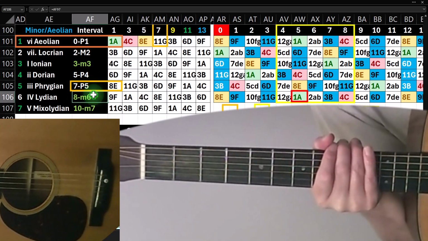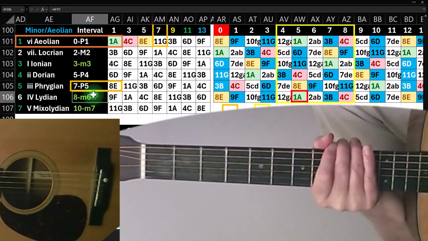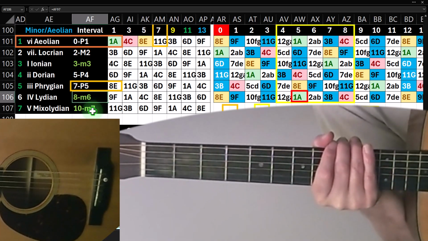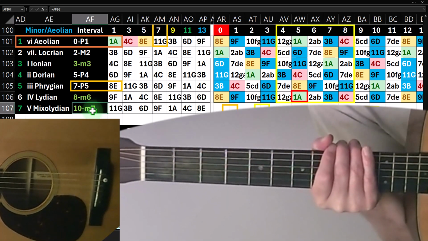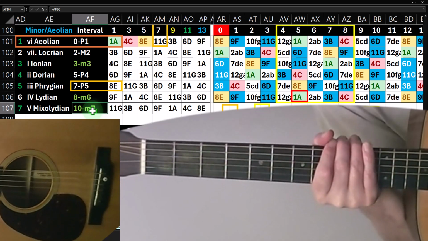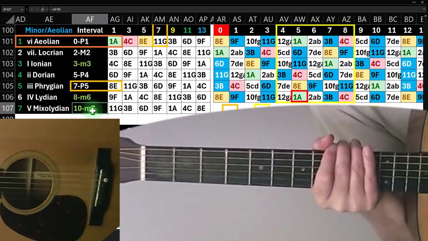And then we flattened the sixth, 8 notes away, minor six instead of a major six, and a 10 notes away, flattened minor seven instead of an 11 notes away major seven. So that's the general idea.